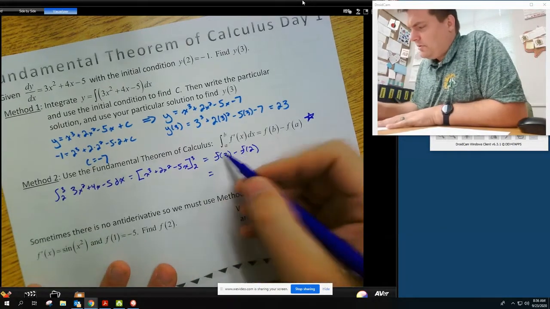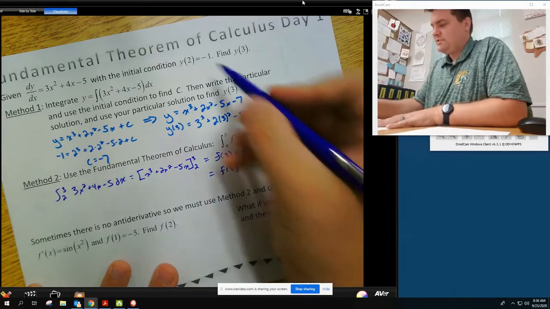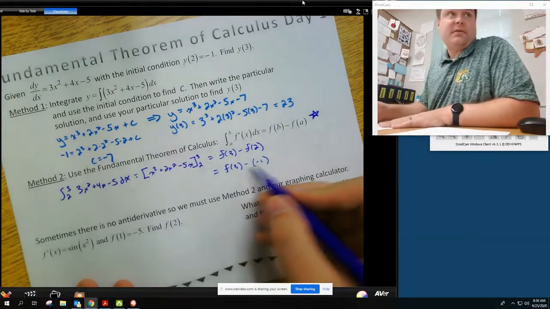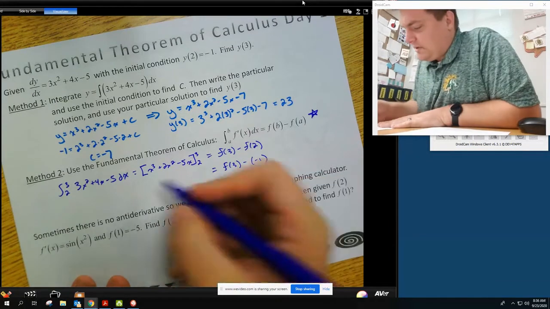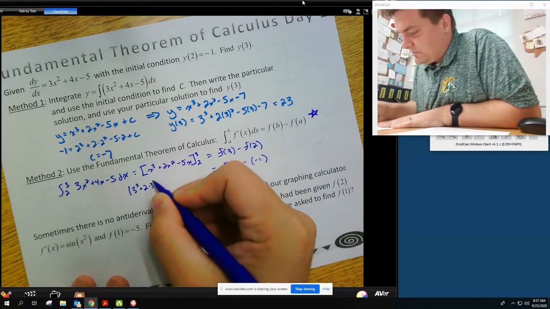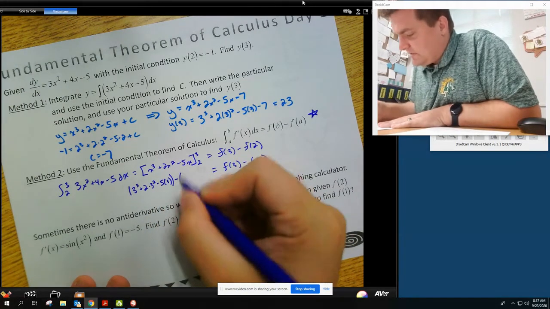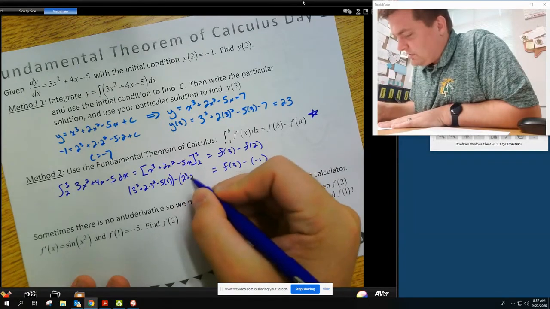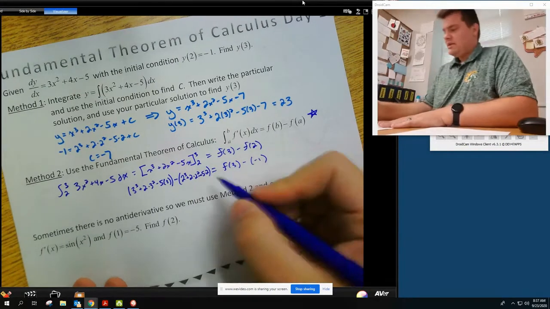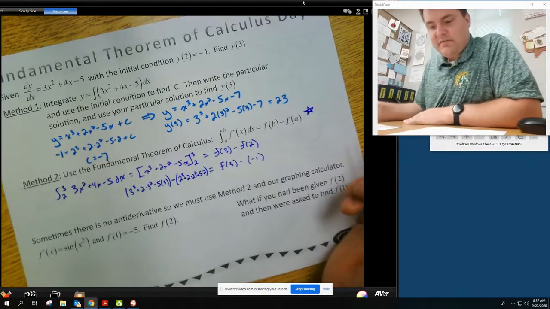I do not know f of 3, but I do know f of 2. What is f of 2? It's -1. So that's going on the right side. And on the left side, I'm just going to plug this all in. So I'm going to get 3 cubed plus 2 times 3 squared minus 5 times 3 minus the quantity 2 cubed plus 2 times 2 squared minus 5 times 2. Then we can solve the left side, solve the right side, and get a lovely answer here.